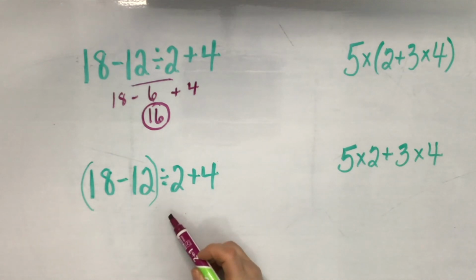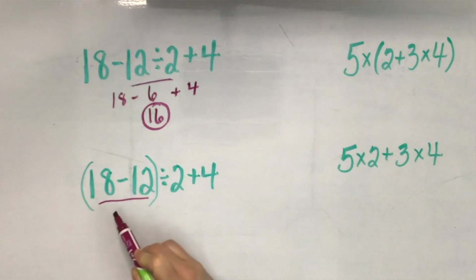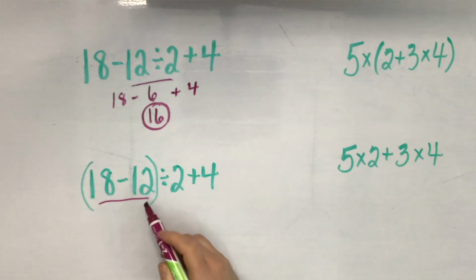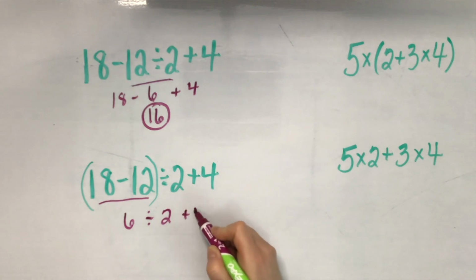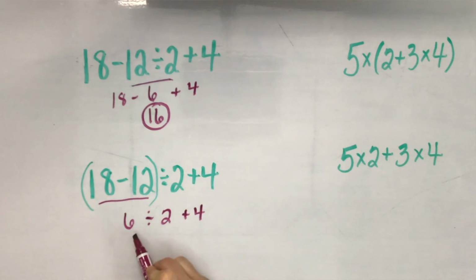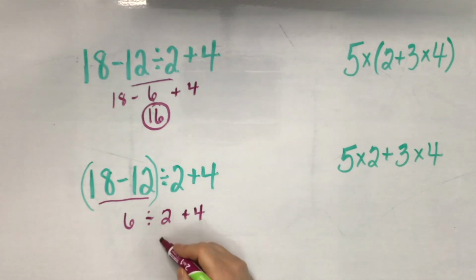Here, same numbers and operations as the first question, but I've got a set of brackets now. I must do this first. 18 minus 12 is 6. Divided by 2, and then plus 4. So now I'll have to do the division. 6 divided by 2 is 3, plus 4, 7.